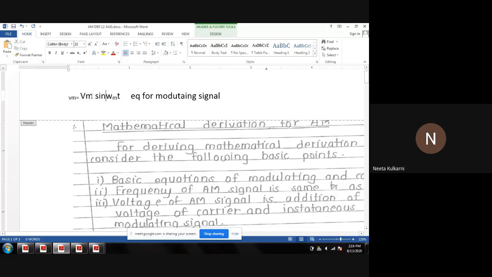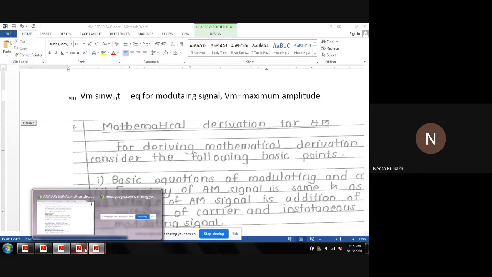What is this VM here? This capital VM is the maximum amplitude of the particular signal. For example, if I say VM is equal to 2, that means the maximum value of this voltage is equal to 2 volts.